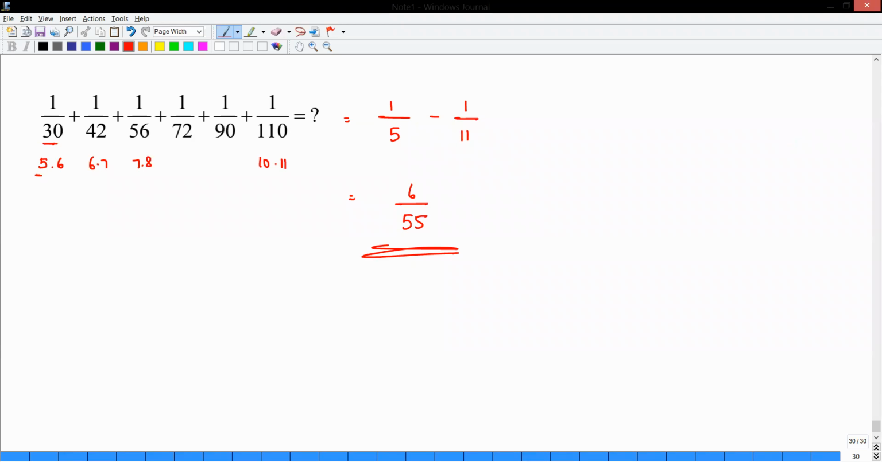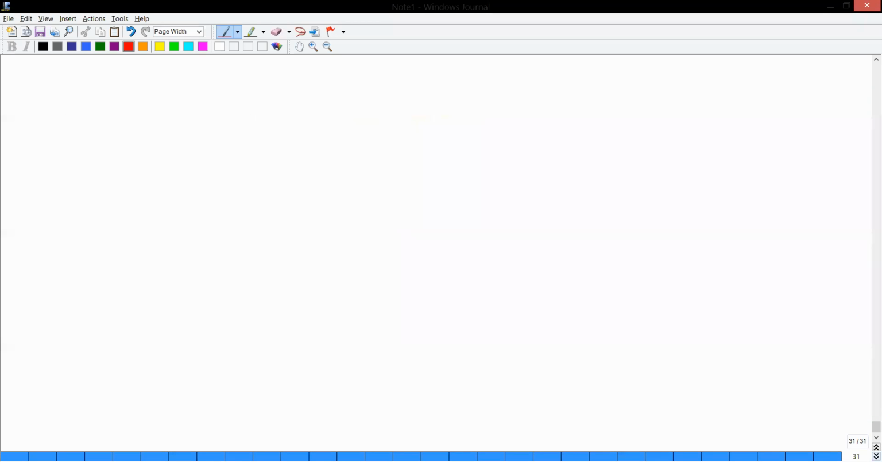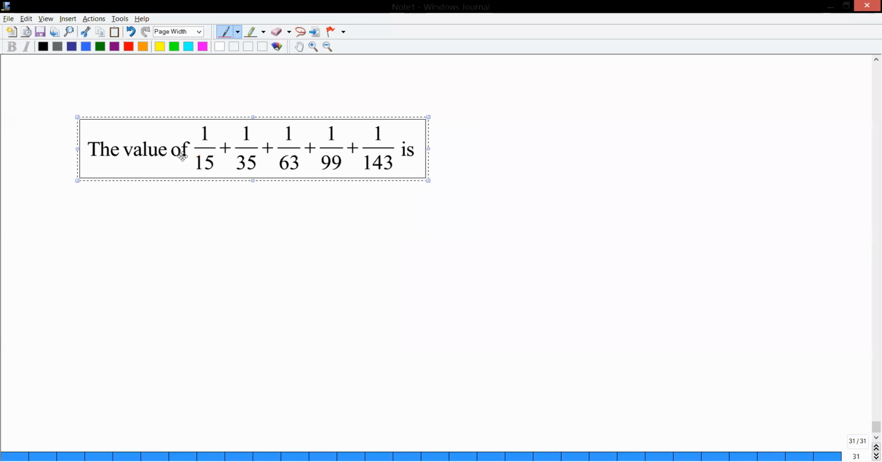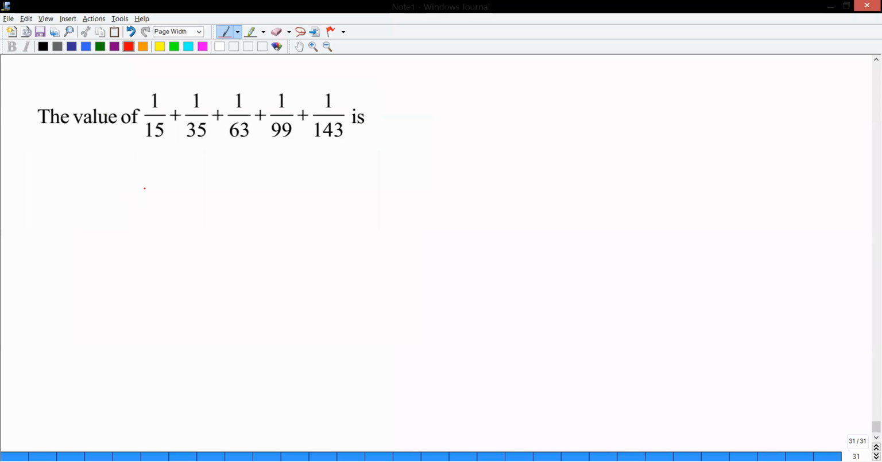You can copy that. The value of 1 by 15 plus 1 by 35 plus 1 by 63 plus 1 by 99 plus 1 by 143.